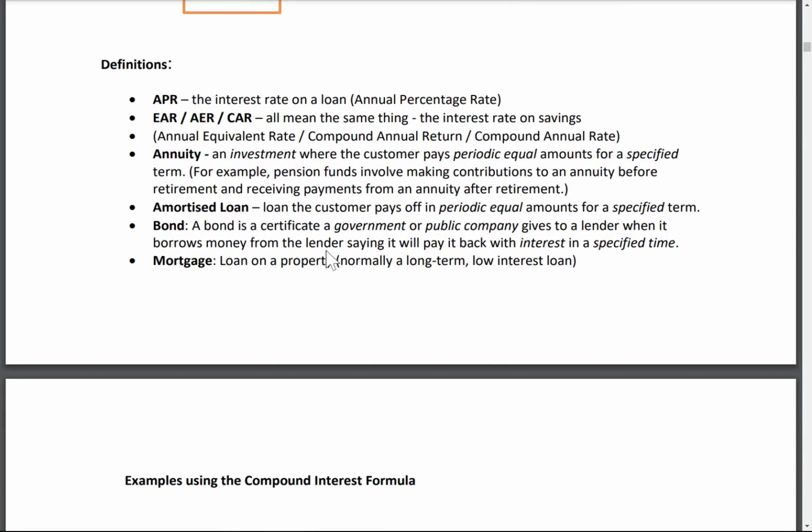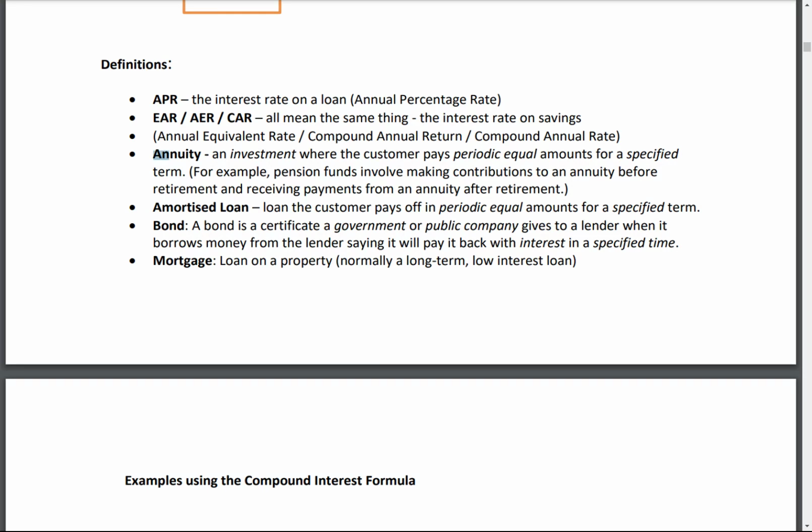Now, some definitions that you'll need to be aware of when you're working in financial maths. The interest rate on a loan is called the annual percentage rate, APR. But as far as you're concerned in the maths formula, it's just simply I. That's what you call I. For savings, they tend to call it EAR, AER, or CAR, for example. And again, as far as you're concerned, that's not really important. What's important is that you call it I in the compound interest formula.